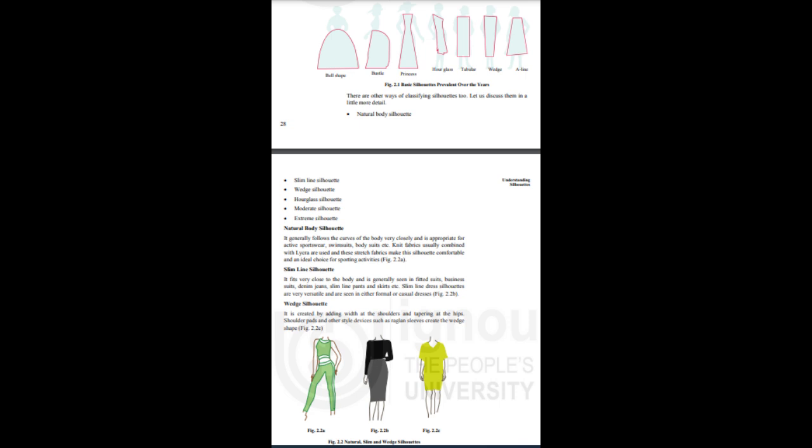Fig. 2.3a. Moderate silhouette. It is normally characterized by soft flowing fabrics with details such as ruffles, gathers, and is suitable for party wear.